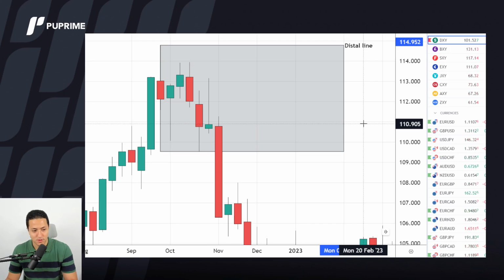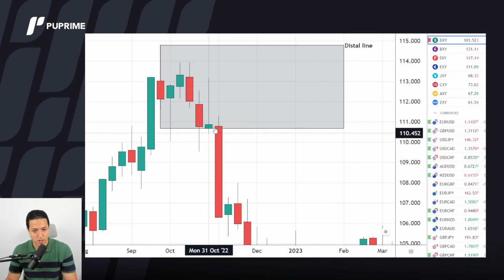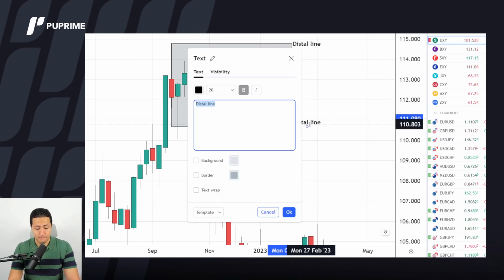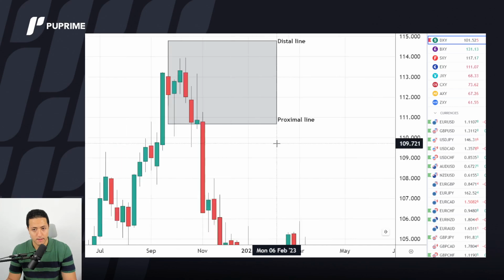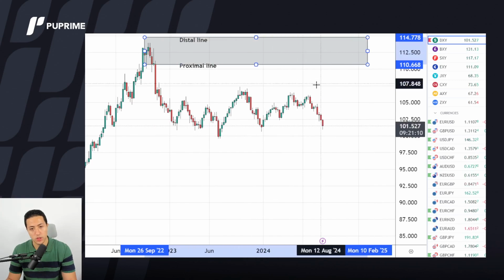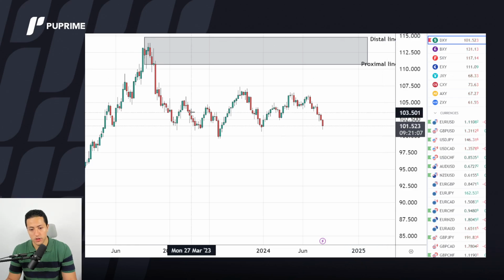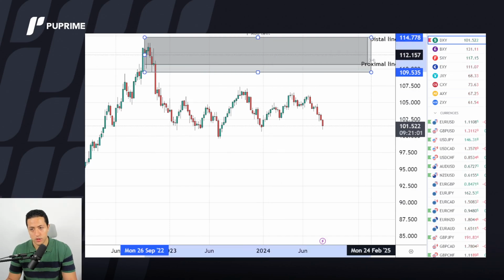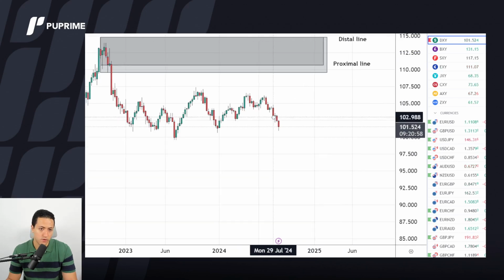$110.90. Yeah, you probably got it right. Around this one, because I would be working with the bodies instead of the wicks. Where is the lowest body in this supply? This is the lowest body. This will be my proximal line, and this would be my distal line. This is a huge supply zone, and this is the preferred version. The wide version will just be this one. So you have the preferred and you have the wide version.